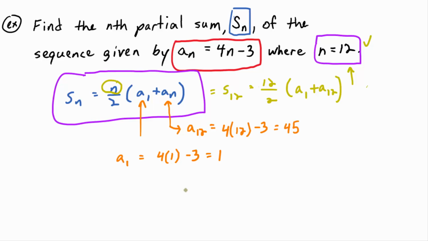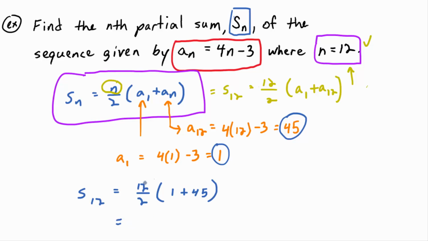So let's go ahead and fill in this formula with the particular numbers we get from this problem. S12 is going to equal what? Well, I'll go ahead and write it as 12 over 2 again, although we know that's 6. And then what do we fill in for a1? We fill in 1 plus a12, which is 45.